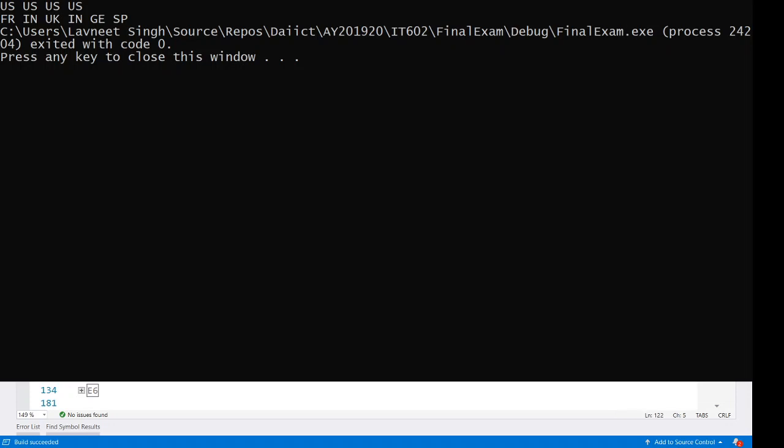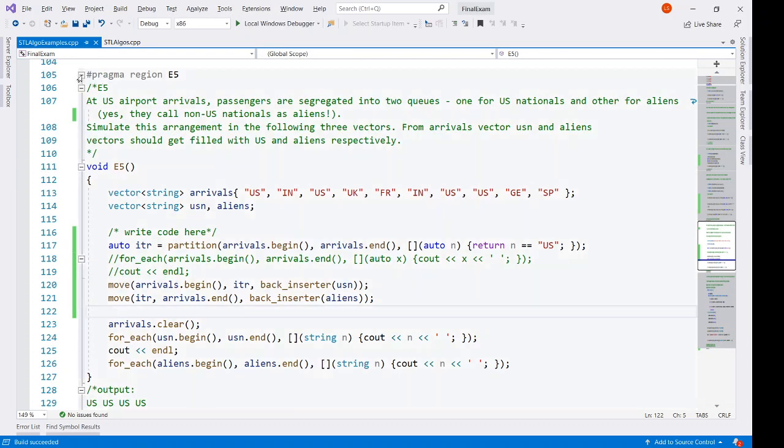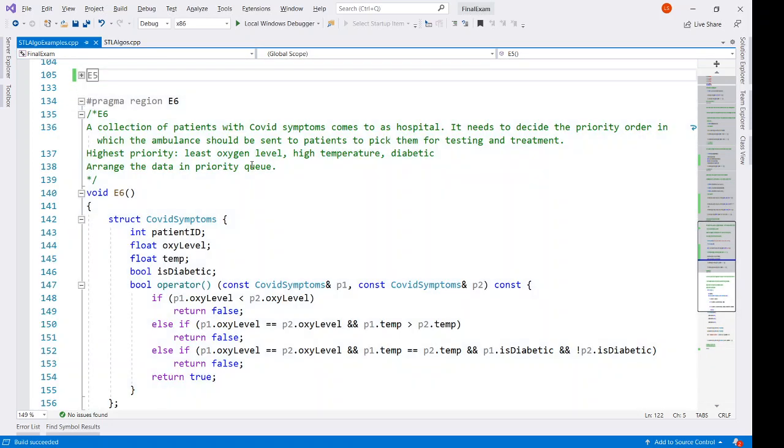Okay, so now let's move to the last example. So example 6, a collection of patients with COVID symptoms come to a hospital. Okay, the hospital needs to decide the priority order in which the ambulance should be sent to the patients to pick them for testing and treatment.